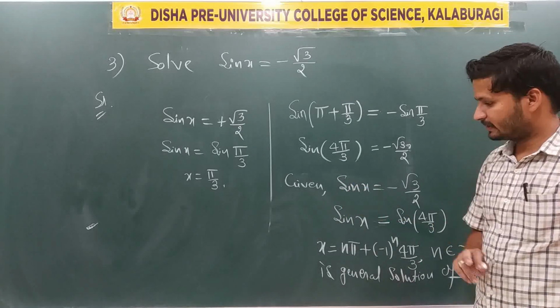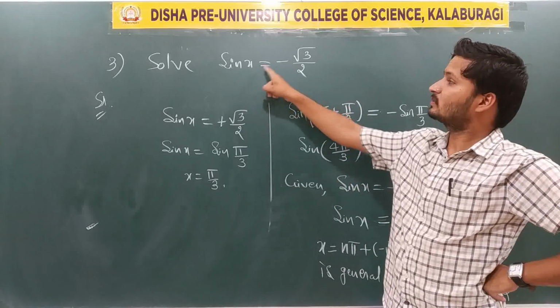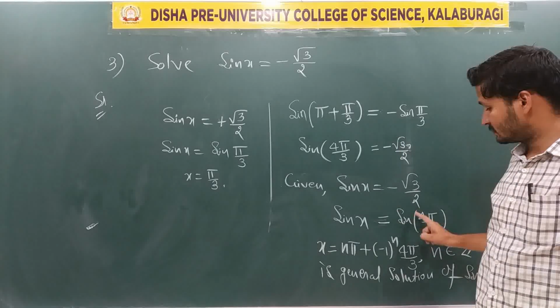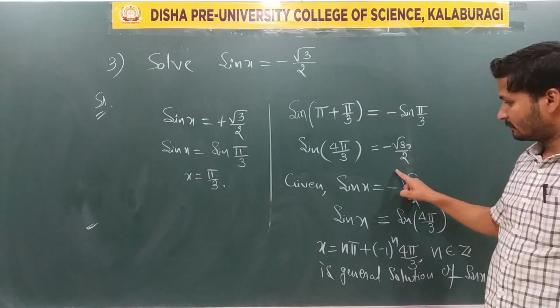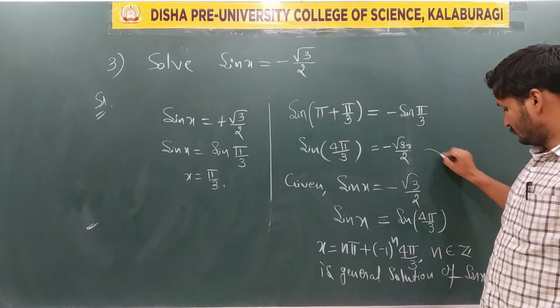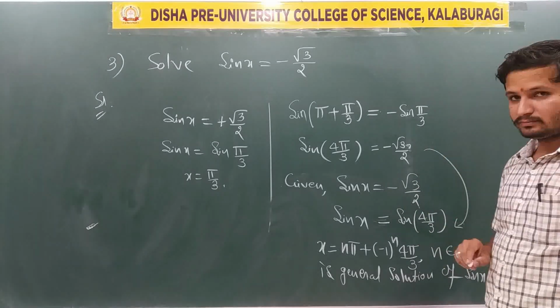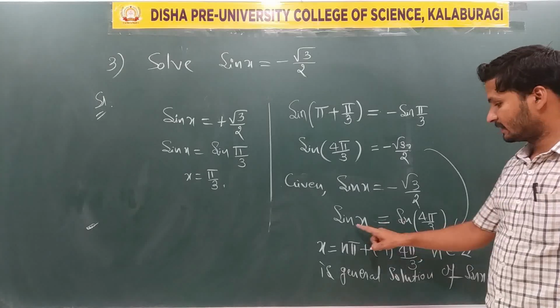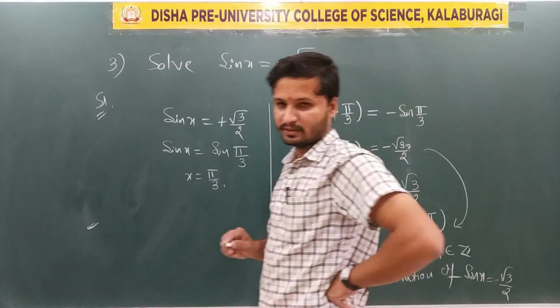And the next is, given sin x equals minus root 3 by 2. So here minus root 3 by 2 can be written as sin of 4 pi by 3. And use here the sin x equals sin y result.